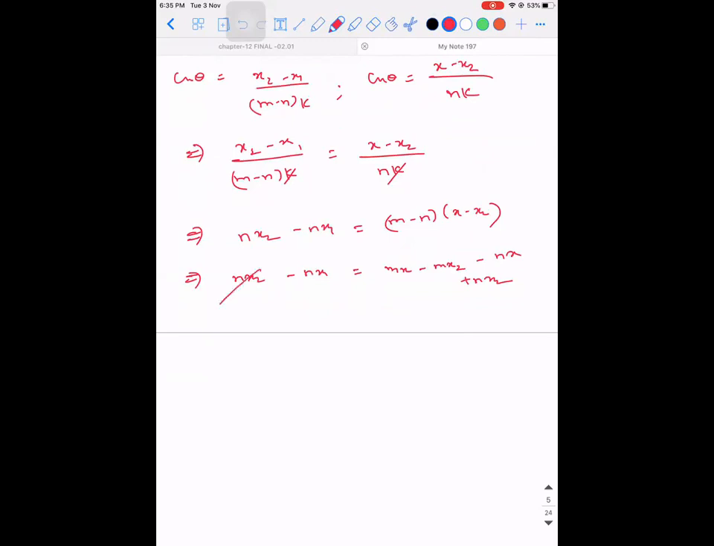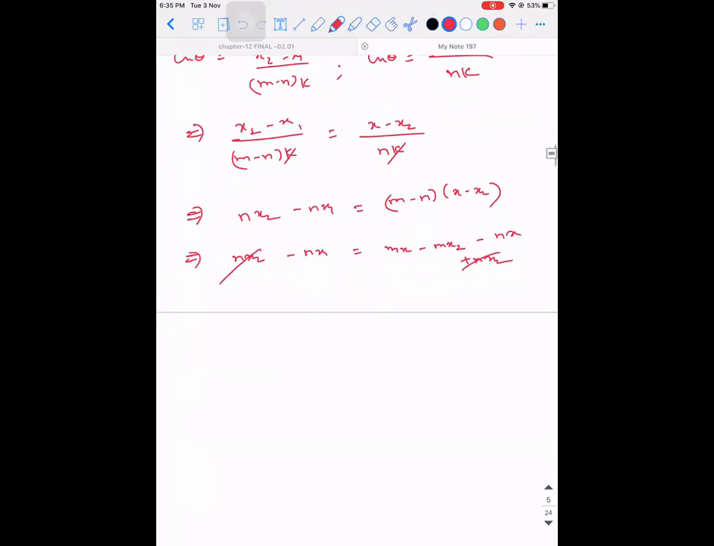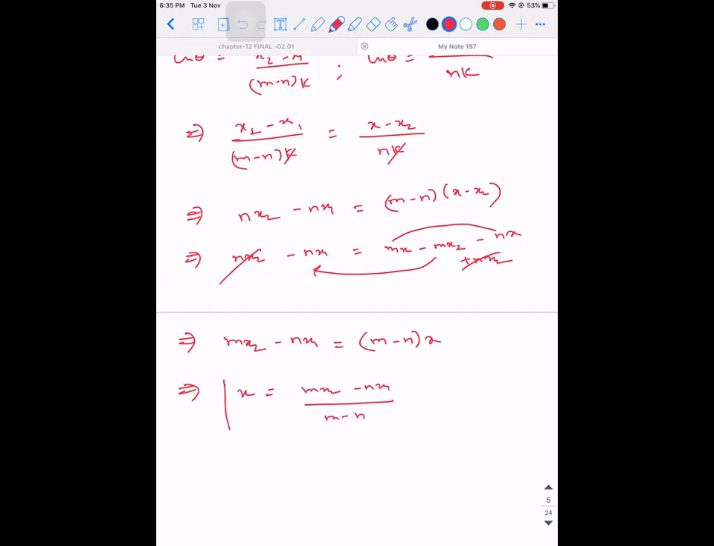Yes, NX2 gets cancelled. So MX minus NX, this MX2 comes to the other side. MX2 minus NX1 is equal to M minus N into X. So X will be MX2 minus NX1 divided by M minus N. Did you understand?